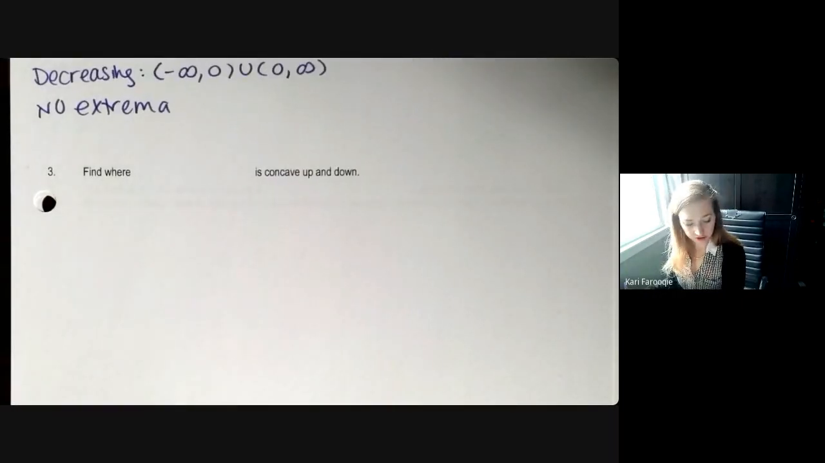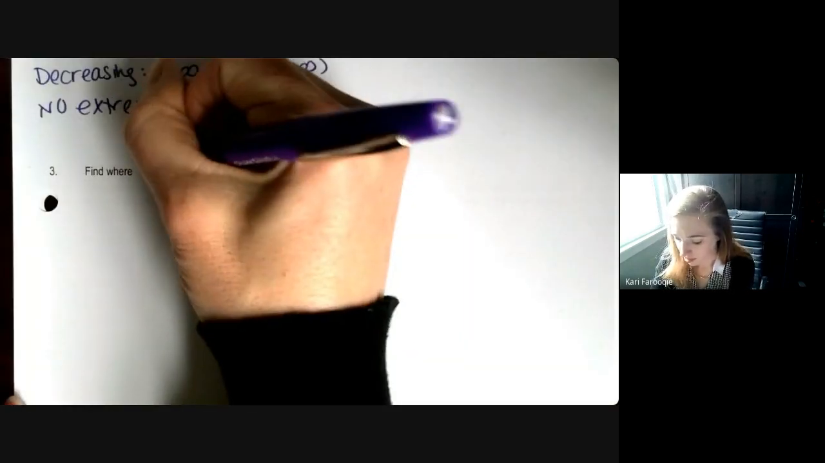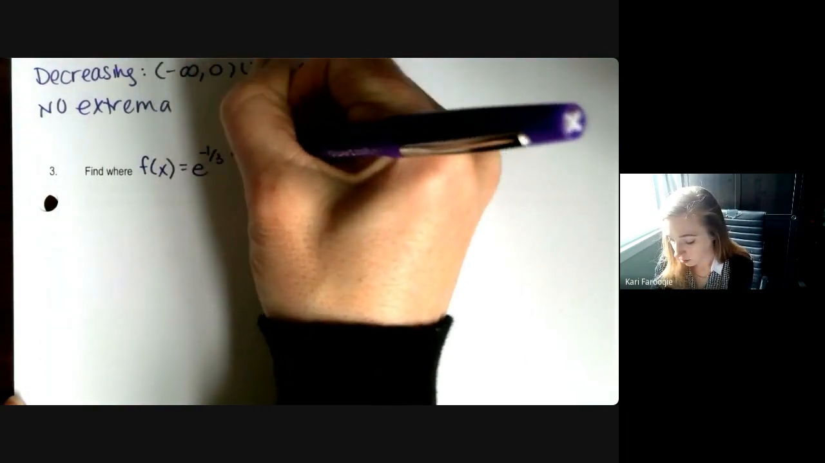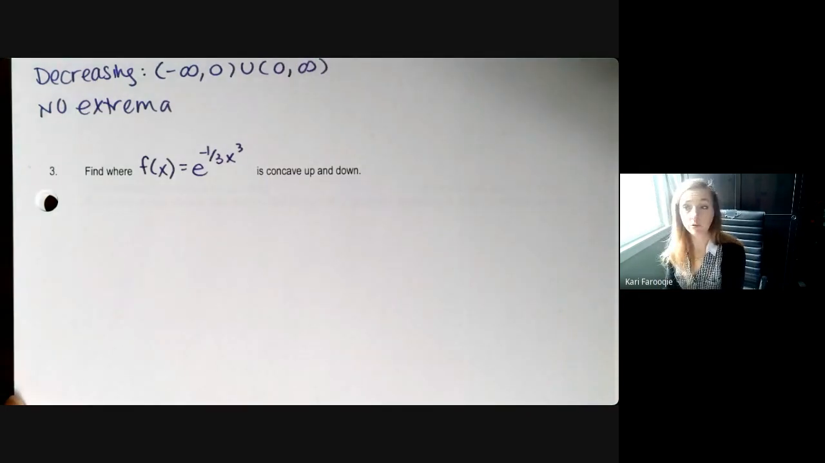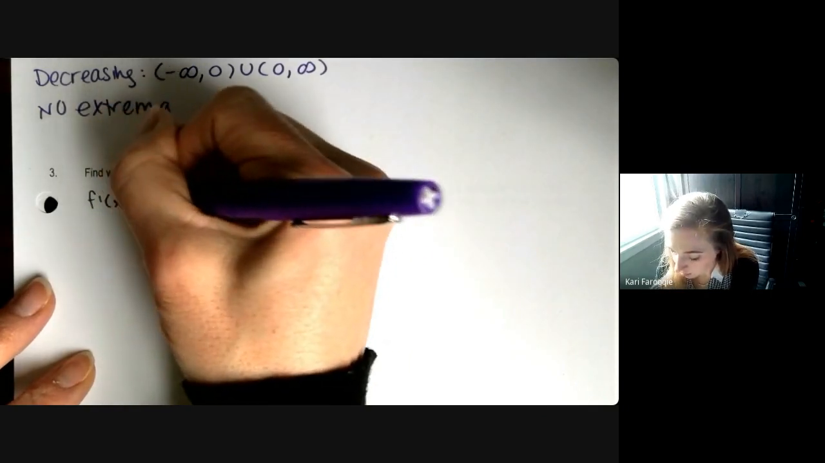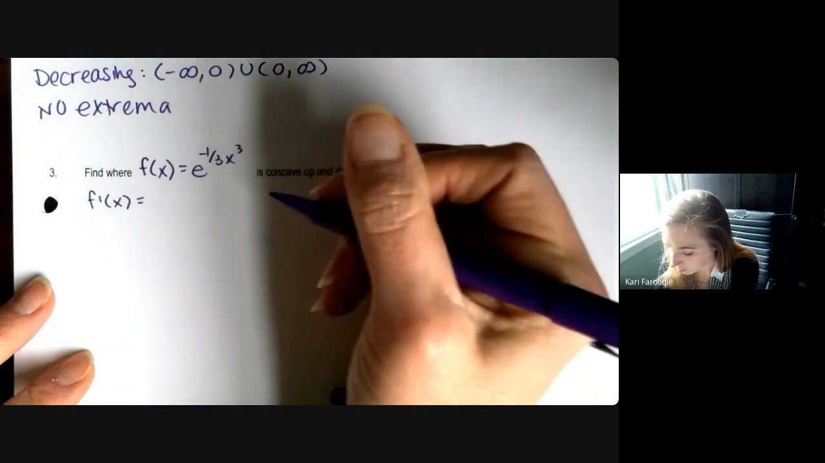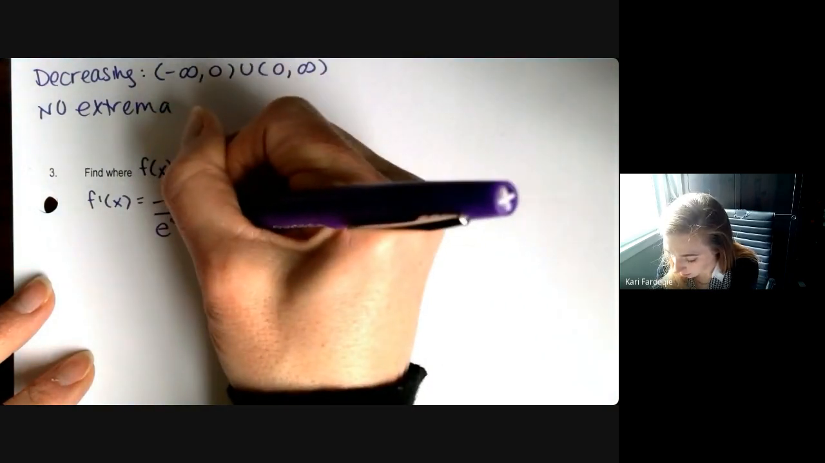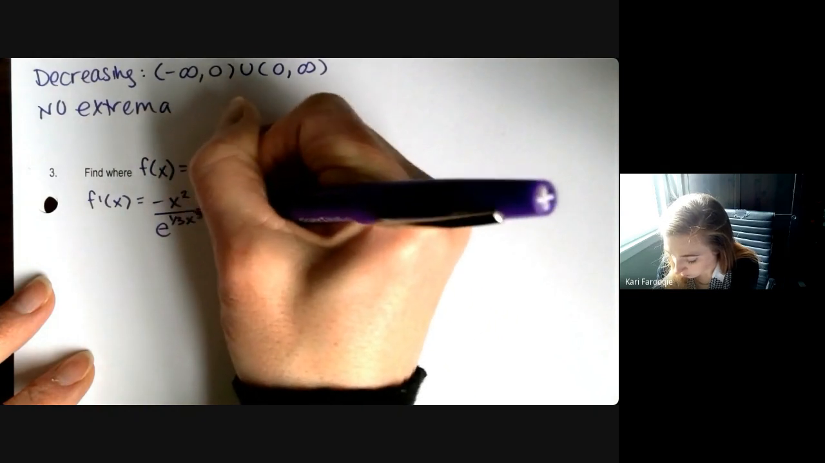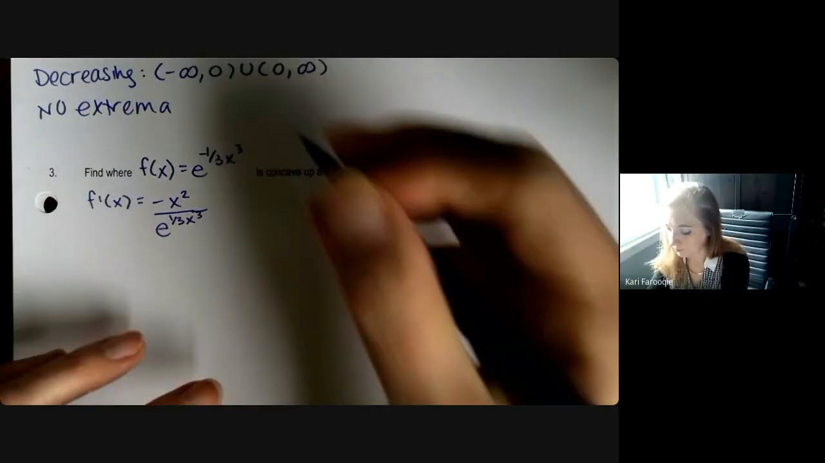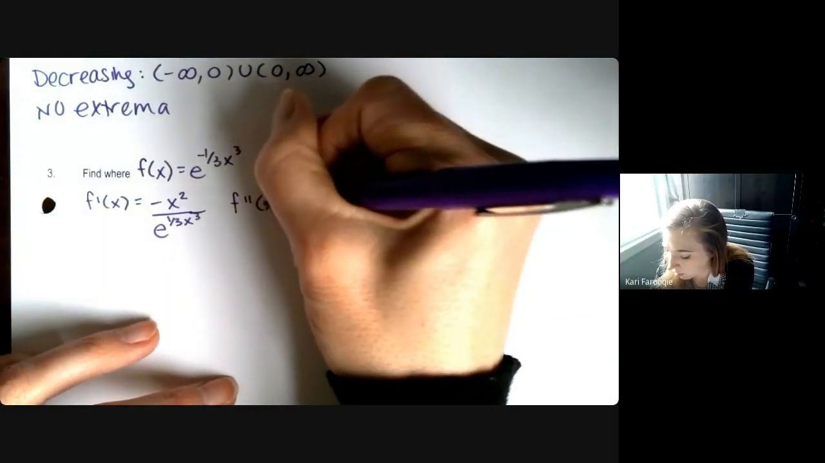Okay, now let's look at the same function and look where it's concave up or concave down. Same function. So we already have the first derivative. f of x is e to the negative 1/3 x cubed. We're going to look at where this function is concave up and down. Now, we already found the first derivative in example 2. We found that it was negative x squared divided by e to the 1/3 x cubed. Now we'll take the second derivative, f double prime of x.